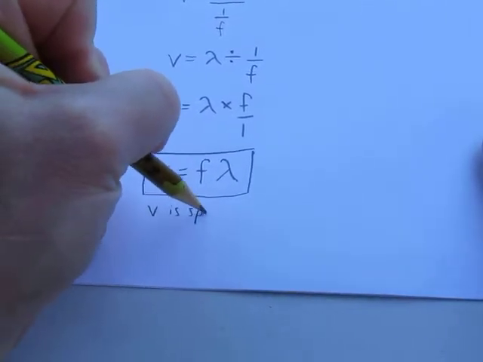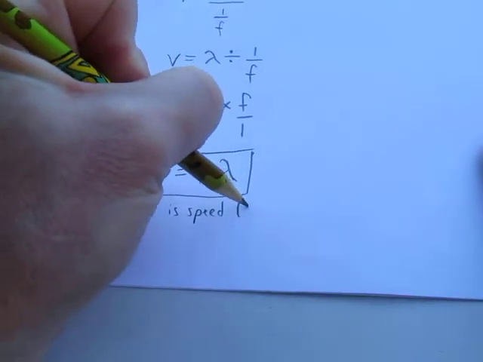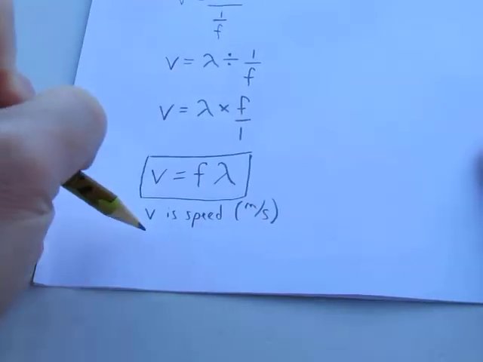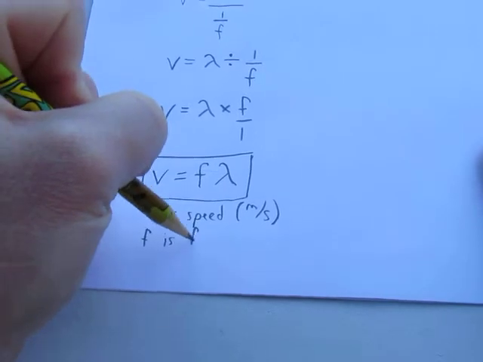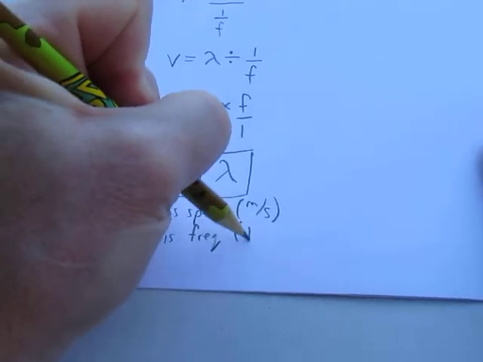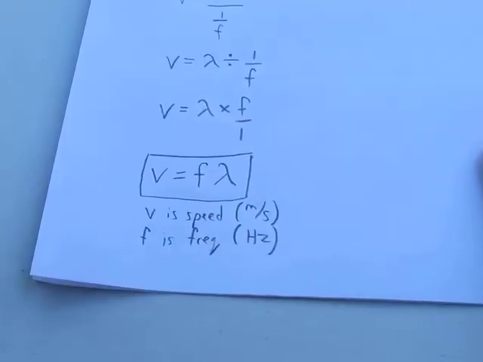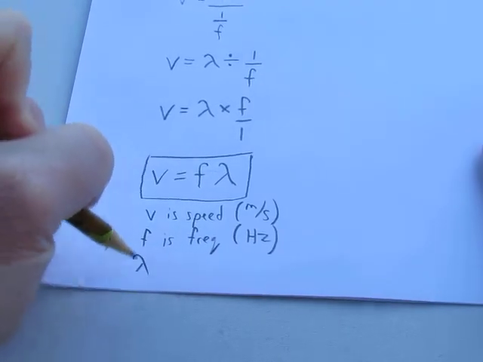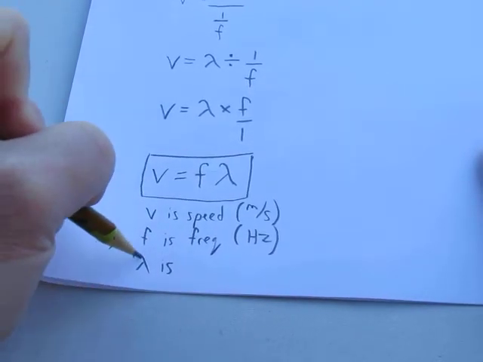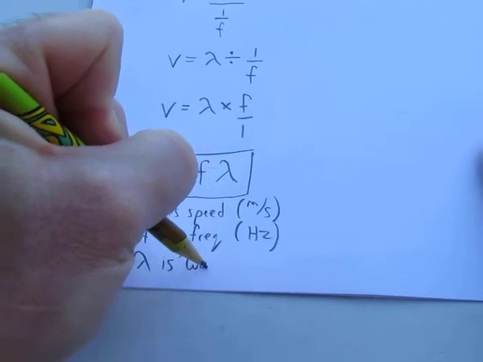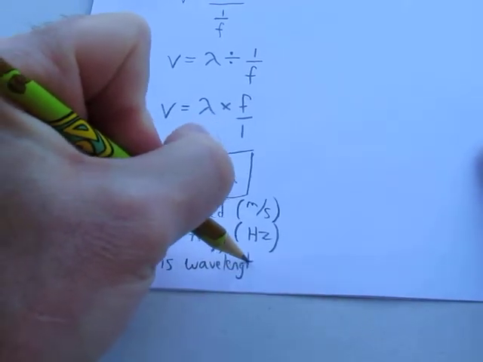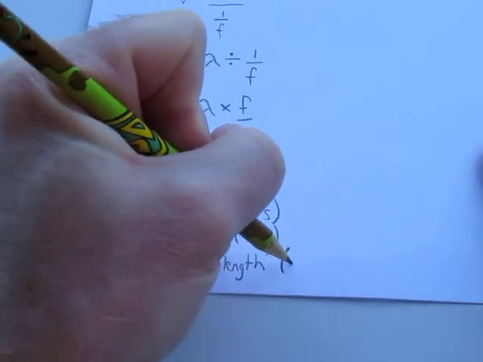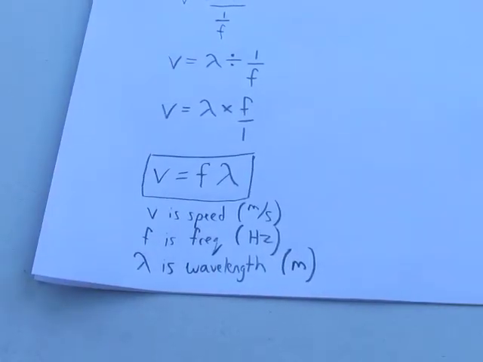V is speed. It has to be in meters per second. F is frequency. It has to be in hertz, or else things won't work out. And wavelength is, the lambda symbol is wavelength. And that's a regular length like everything else in physics. It has to be in meters.